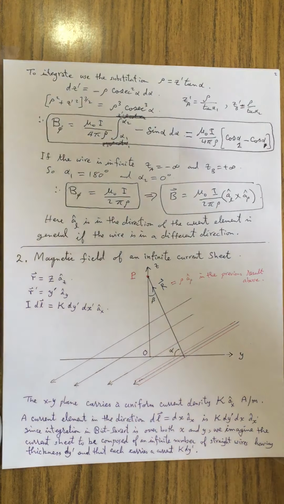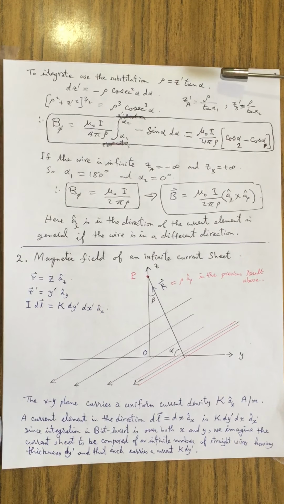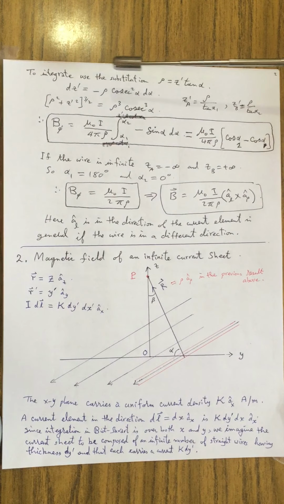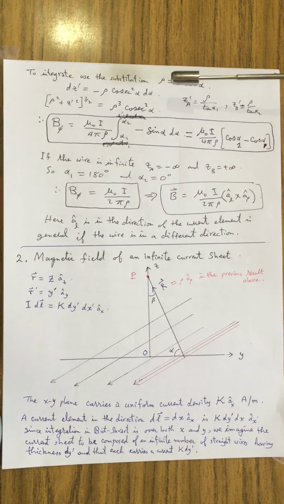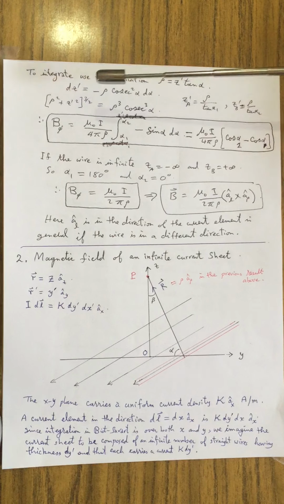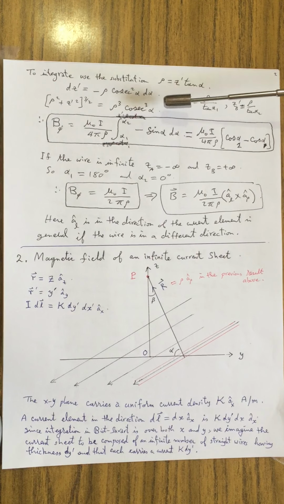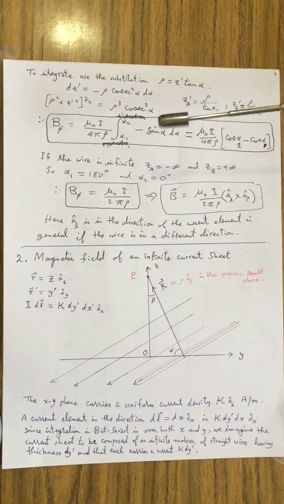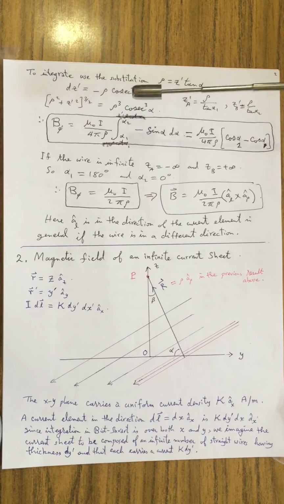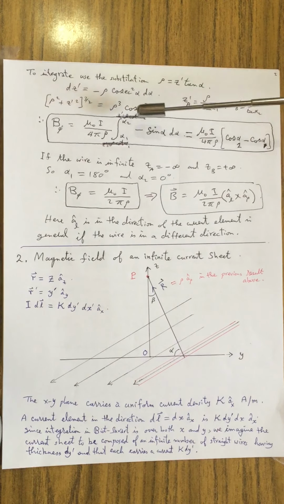To integrate, we use the substitution ρ equal to z prime tangent alpha, so that dz prime is minus ρ cosecant square alpha d alpha, and the distance cubed becomes ρ cubed cosecant cubed alpha. So now the integral simplifies to integration of minus sine alpha d alpha, which is cosine of alpha. So the result is now mu naught I over 4 pi ρ times cosine alpha 2 minus cosine alpha 1.